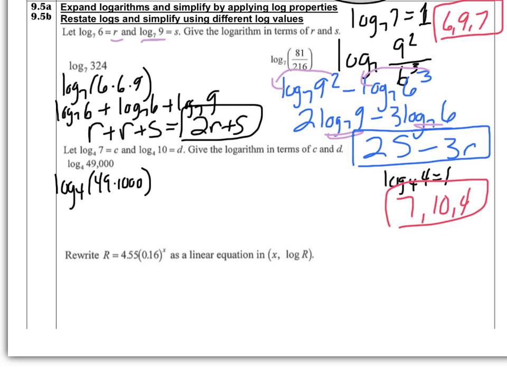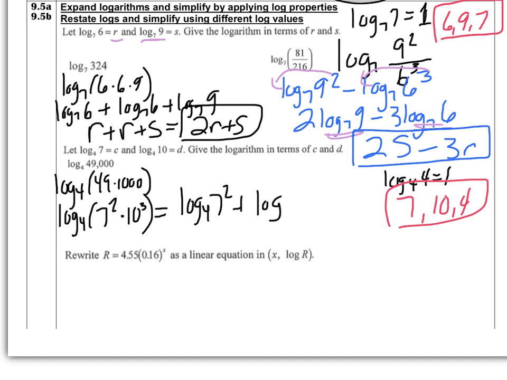But again, I'm trying to use just 7s and 10s. Well, I can rewrite 49 with 7s. That's just going to be 7 squared. And I can rewrite 1,000 using 10s. That's 10 cubed. So now I can pull the multiplication apart into addition.